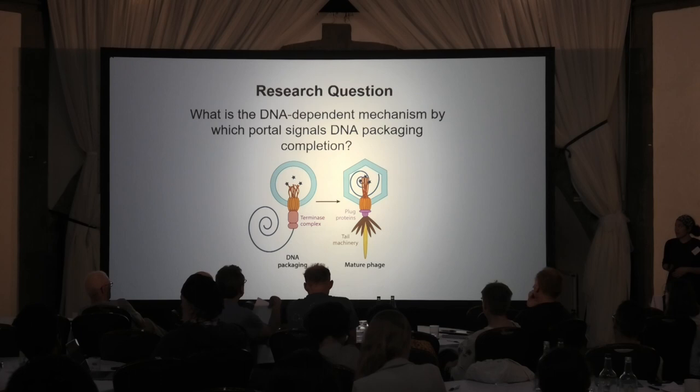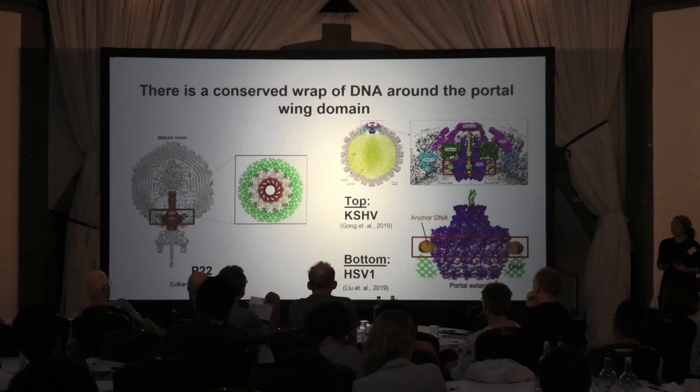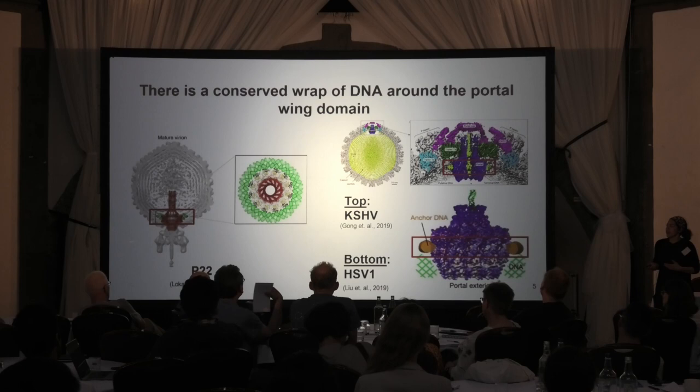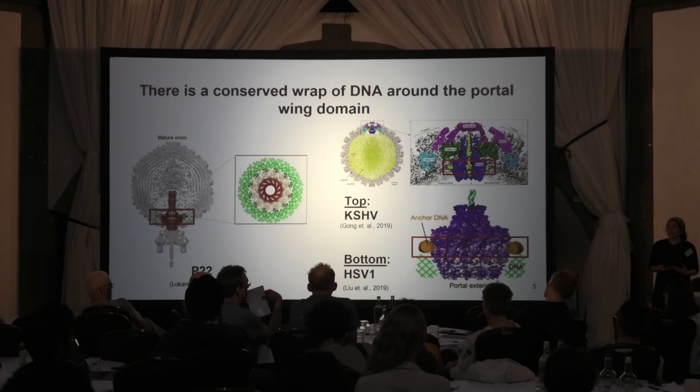To begin to investigate this question, I took a look at cryo-EM reconstructions of P22 and some related viruses. And what we see is this distinct density around the portal at its ring domain, which belongs to DNA. This is highlighted here in the red boxes for P22, as well as KSHV and HSV-1. Because this DNA wrap is so highly conserved across a number of different viruses, we thought perhaps that it may be playing a role in the DNA packaging completion signal by wrapping around and tightening around this portal.